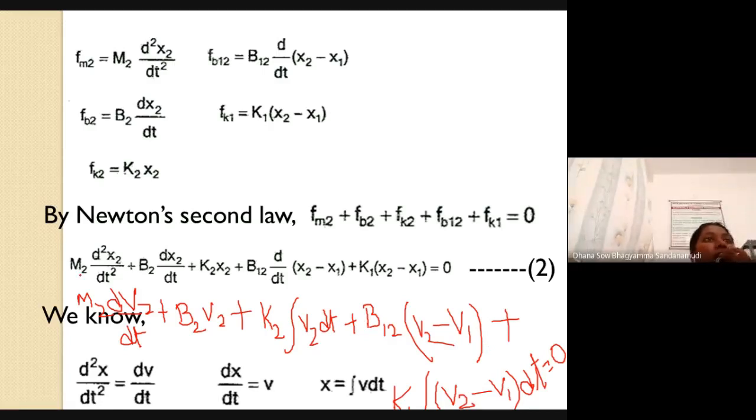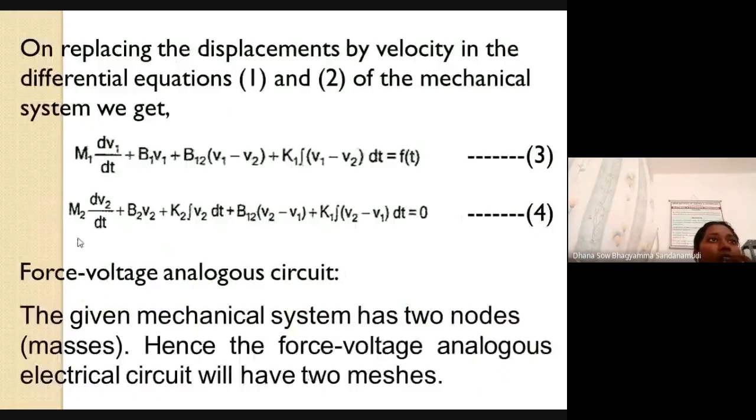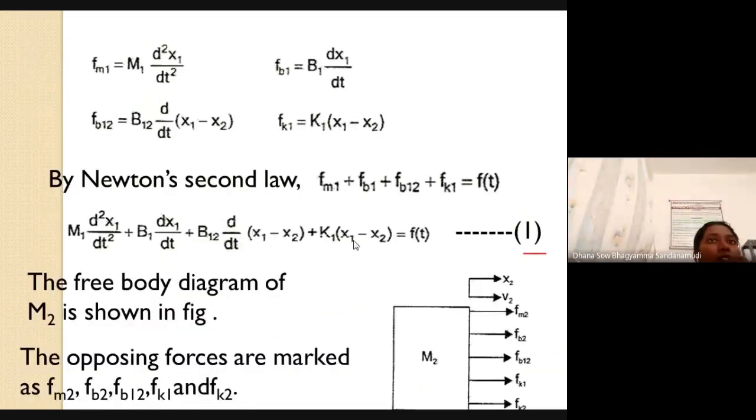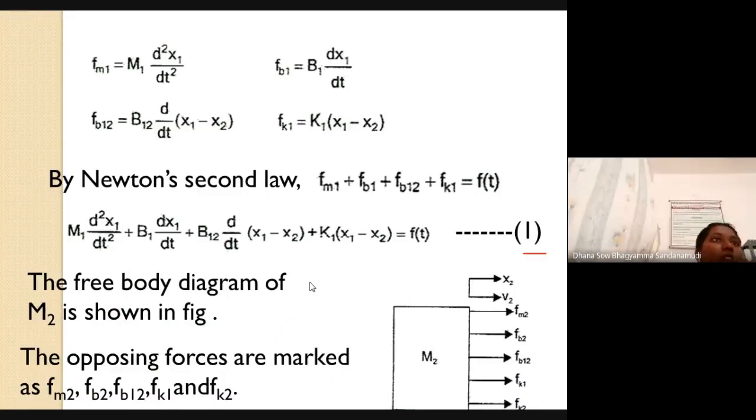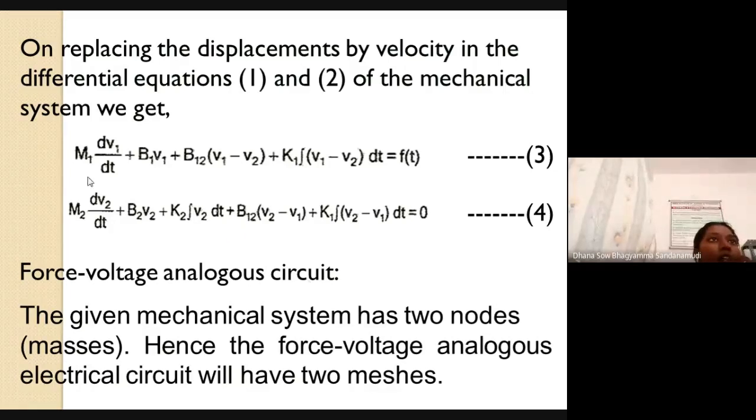Okay, I hope you have understood this. So this is my equation which was in terms of displacement. I have replaced it by velocity. So I think you can see the same equation here. See, integral of V2 minus V1 dt. So I have written for equation number 2. For equation number 1 also you can write it down, and you will get equations like this. So simply replace the displacement by velocity. You will get these two equations. Consider them as equation number 3 and 4.